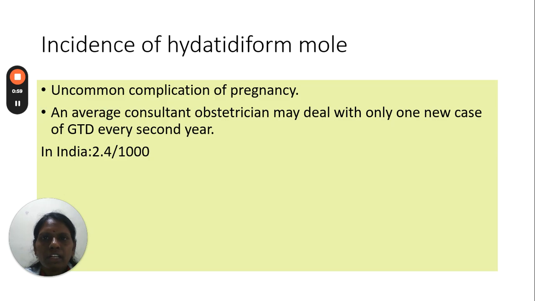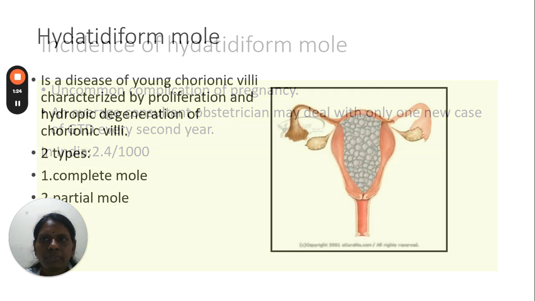Incidence of hydatidiform mole: it is an uncommon complication of pregnancy. An average consultant obstetrician may deal with only one new case of GTD every second year. Its incidence in the US is 1 in 1000, but in India it is 2.4 per 1000. It is more common in Asia.